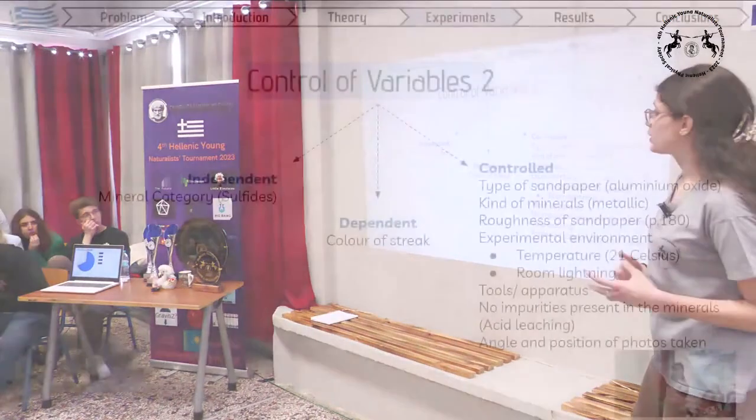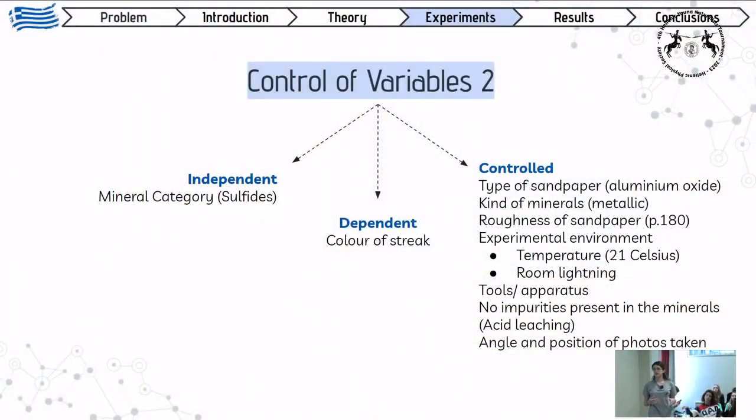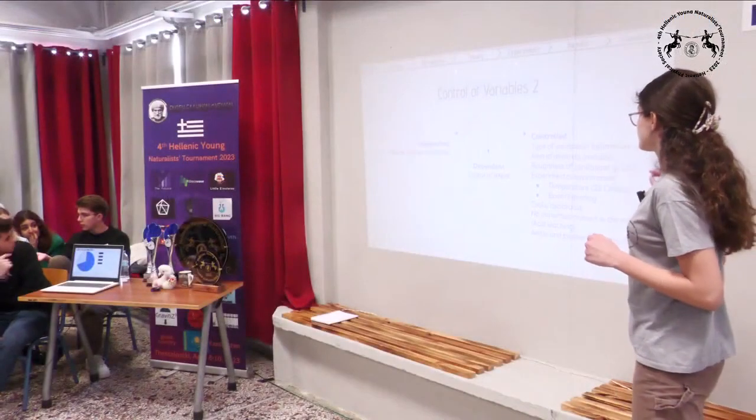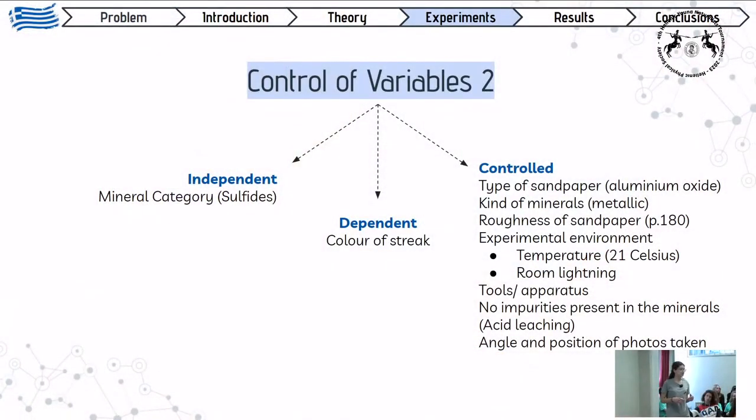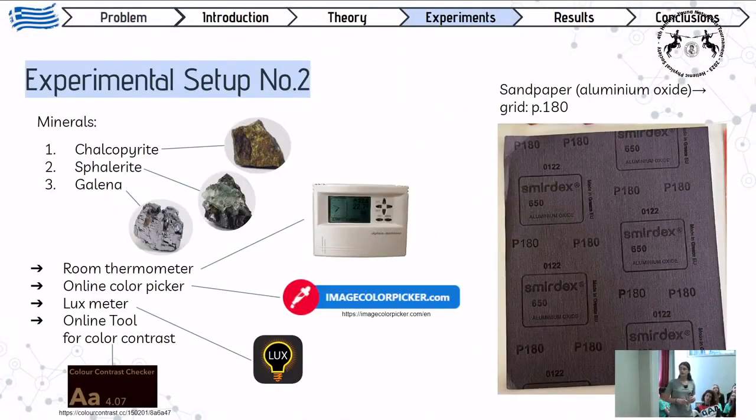For our second experiment, our independent variable was the mineral category, which was in the family of sulfides. Our dependent variable was the color of the streak, and our controlled once again stayed the same. Next slide. Here you can see our experimental setup.